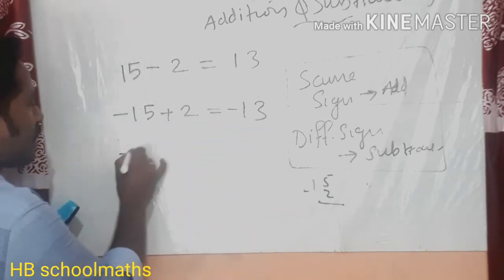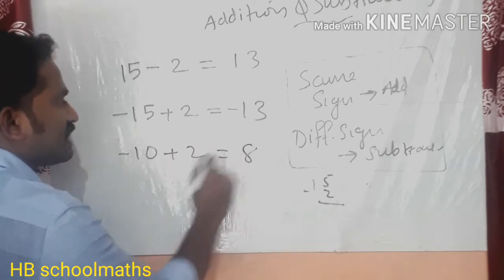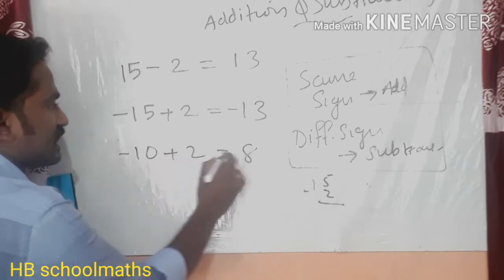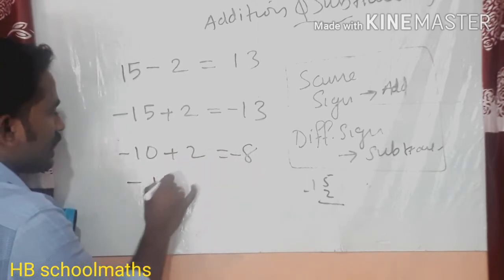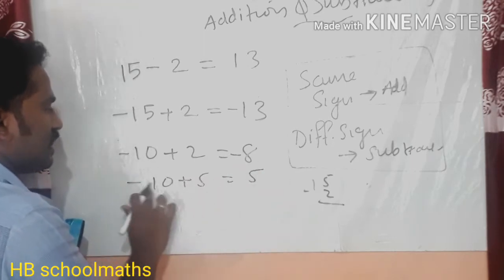Another question here: minus 10 plus 2. Different sign, so subtract. The answer is 8, since 10 minus 2 is 8. The absolute value of 10 is greater and it is negative, so the answer is negative. See here, minus 10 plus 5: different sign, subtract, the answer is 5, and the sign is minus, so minus 5.